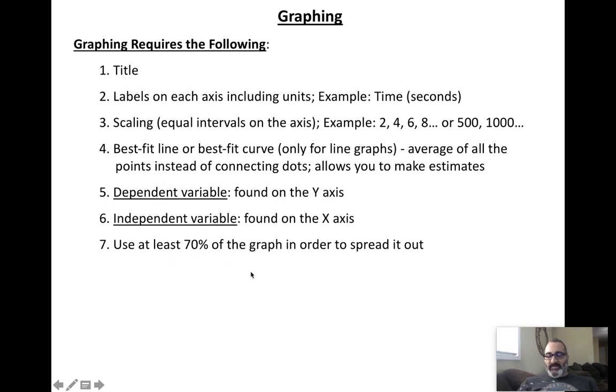Using 70% just means stretch it out, make the graph big so you can utilize it to interpret it and to use it for estimations. And that'll make more sense in a second.